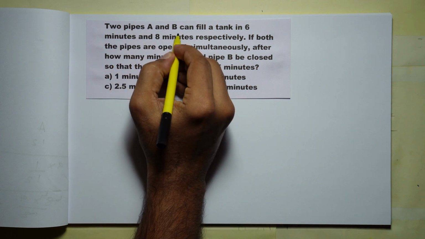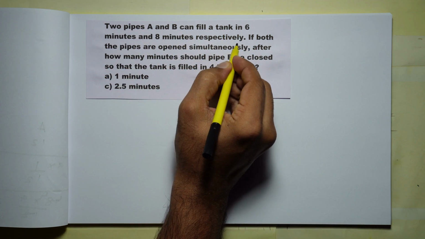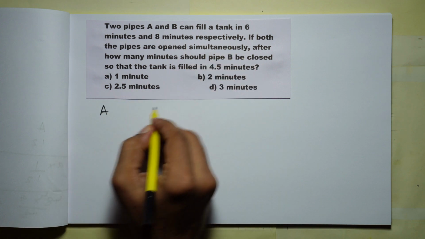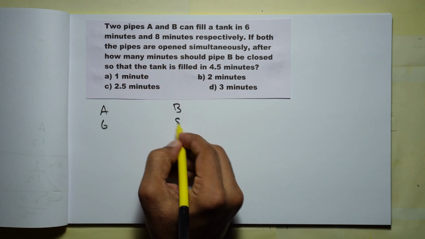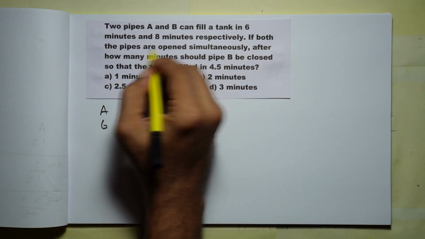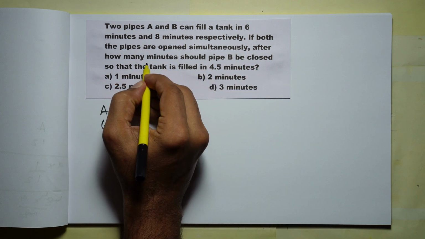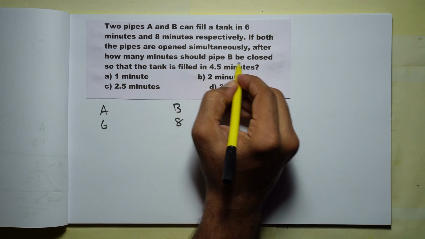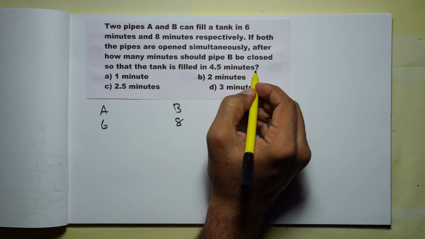Two pipes A and B can fill a tank in 6 minutes and 8 minutes respectively. So I'll just mark the data here. A can fill a tank in 6 minutes and B can fill it in 8 minutes. If both the pipes are opened simultaneously, after how many minutes should pipe B be closed so that the tank is filled in 4.5 minutes?